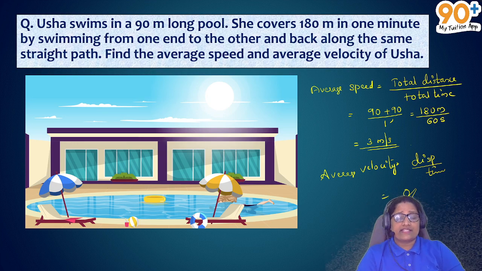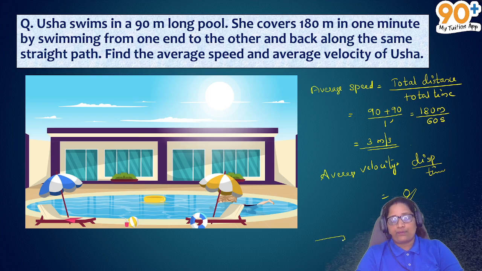Why is displacement 0 here? Nothing can be divided by 0, so why is it 0? Because she moved and the initial position is the same. Initial position and final position are the same.